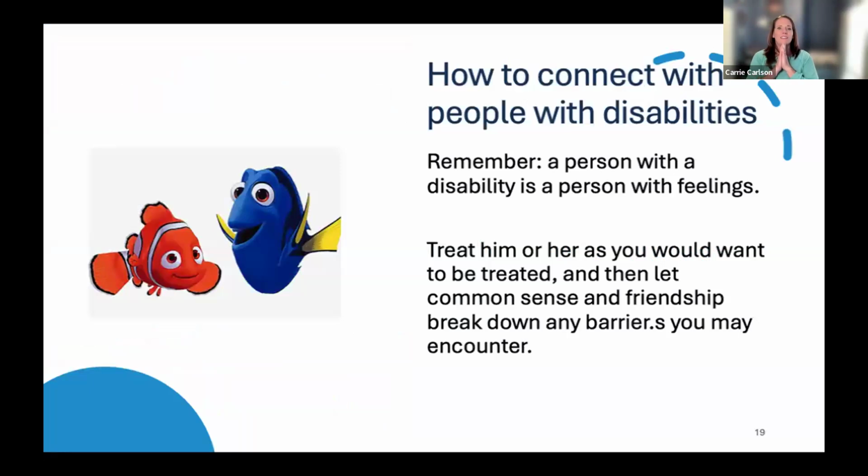So on the left-hand side of this page, you have little Nemo, the orange and white clownfish, and Dory on the right, a blue and yellow tang. This is from Finding Nemo, and I thought this picture fit. But how to connect with people with disabilities: remember, a person with a disability is a person with feelings. Treat him or her as you would like to be treated, and then let common sense and friendship break down any barriers you may encounter. Oh, that period should not be there.